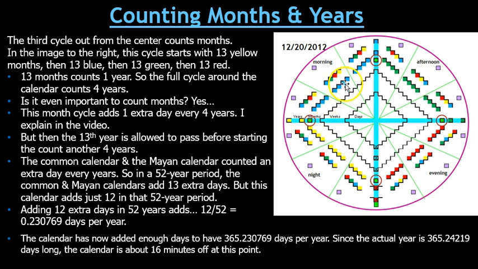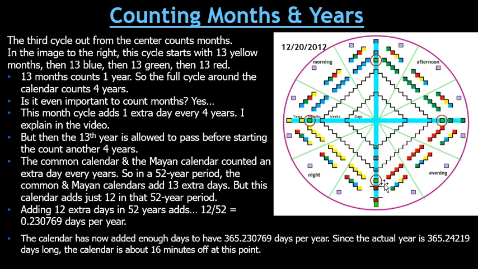Then you let a 13th year pass. And then you start counting your 4-year cycle from this point. 1, 2, 3, 4. And then you add a day after those 4 years. 5, 6, 7, 8. Add another day after those 8 years. 9, 10, 11, 12. Add another day. Then you let a 13th year pass. And you start counting your 4 years from here. 4, 8, 12. Adding a day at the end of each 4 years. Then you let a 13th year pass.